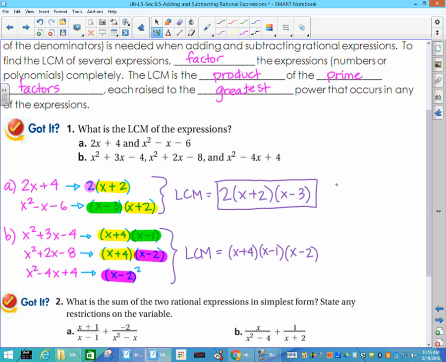And then again, you're looking for the greatest power. Well, again, no exponent on any of these, but when I get down here, I have a squared, so I need to have a squared on that one. And also, you can check it. Do you see this in your LCM? It's right here, x plus 4, x minus 1. I have an x plus 4 and an x minus 2. Well, there's an x plus 4 and there's an x minus 2. And this one says I need two x minus 2's, and I have it. So that would be my LCM.